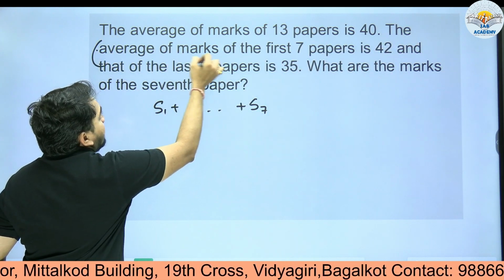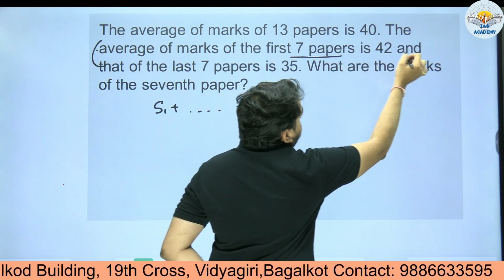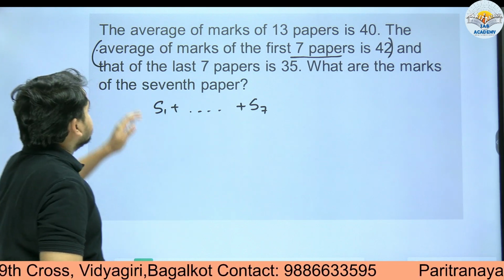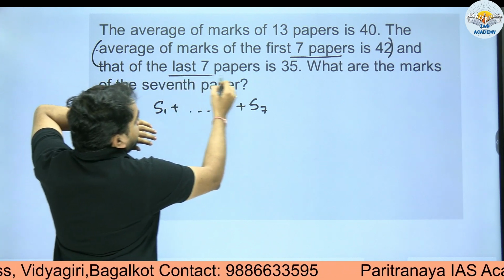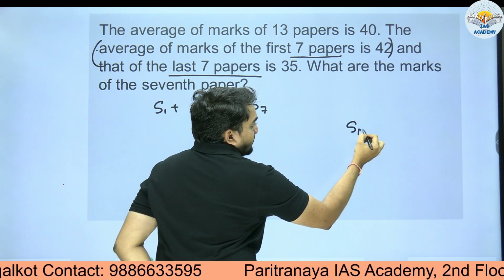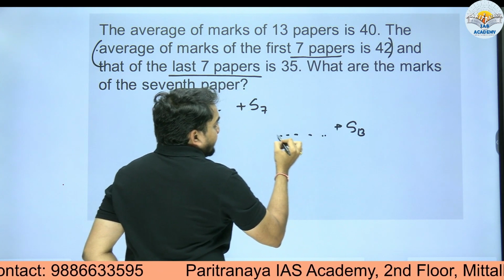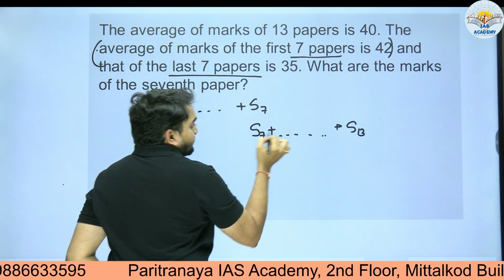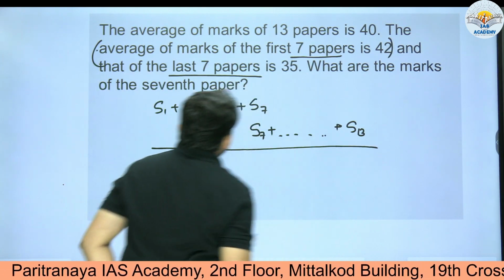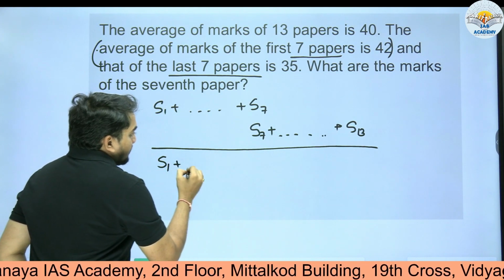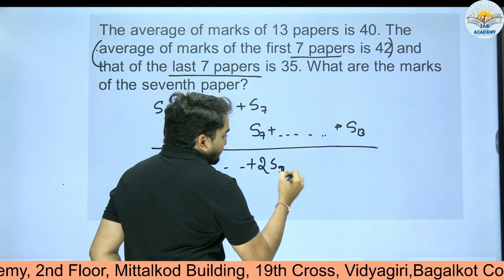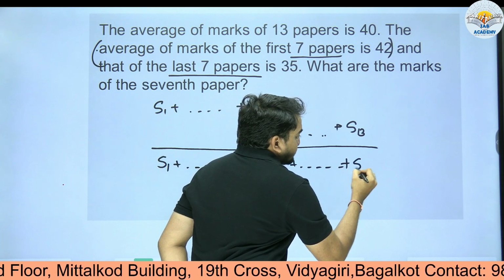The average of marks of the first 7 papers is 42, given. The first 7 is 1 to 7. And that of the last 7 papers: here 13 was the last, so if you go back, S7 will come again. So if I add the total, S1 up to S7 will be there, here 2 of S7, plus up to S13 will be there.